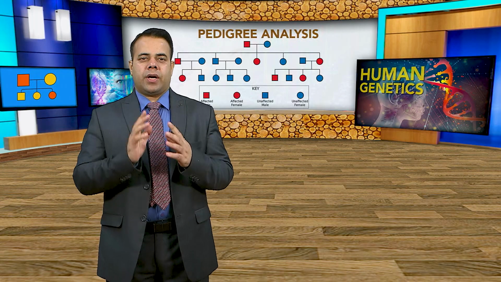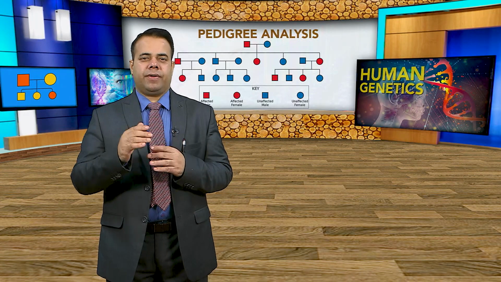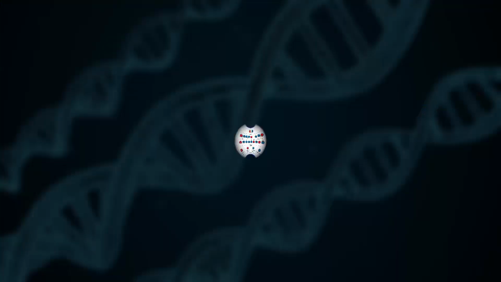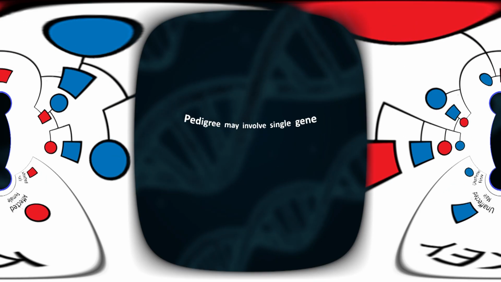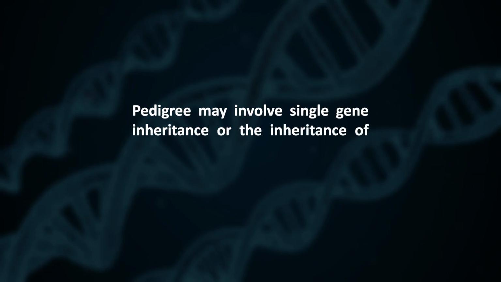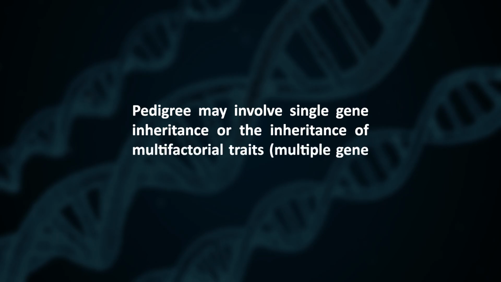To understand how characteristics of living things are passed from generation to generation, a family tree or pedigree analysis or a pedigree chart is often used to illustrate the movement of the characteristics through each generation. The pedigree may involve single gene inheritance or the inheritance of multifactorial traits or characters, that is, multiple gene and environmental interaction.